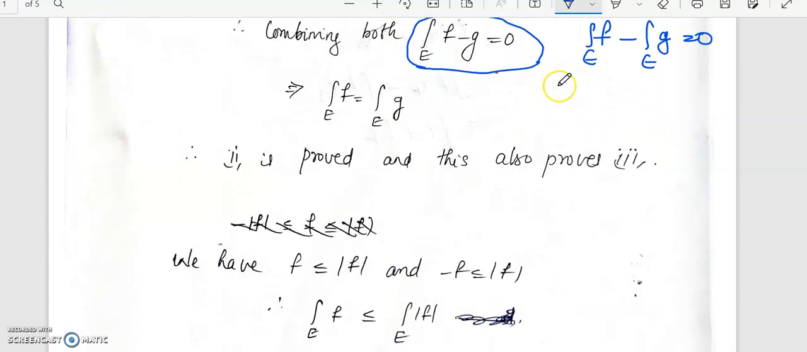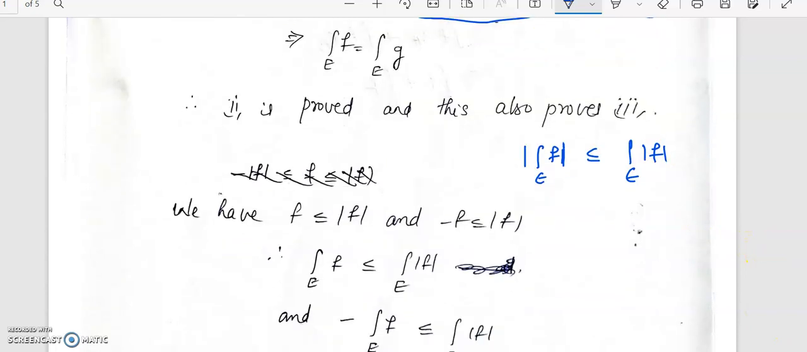Now the result 3 is modulus of integral over E f is less than or equal to integral over E mod f. So that can be proved using again this result. Here we will have f less than or equal to mod f and minus f less than or equal to modulus of f. So this is by the property of the modulus function.